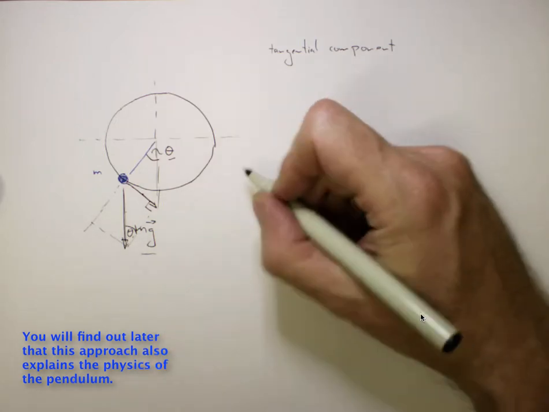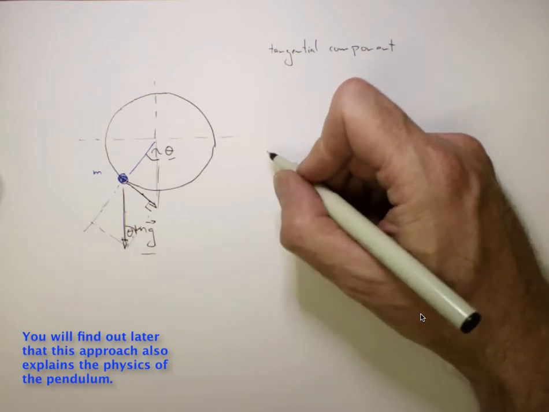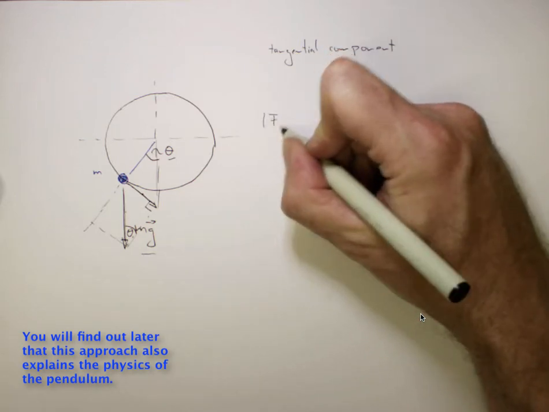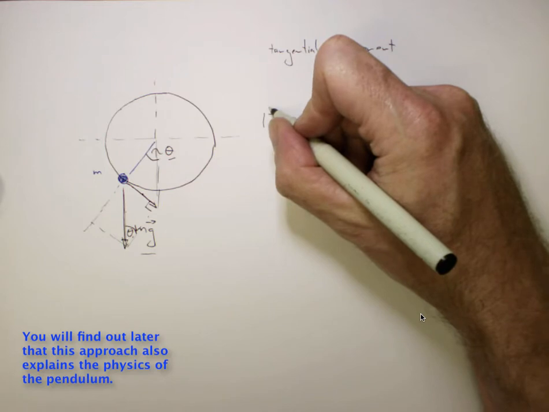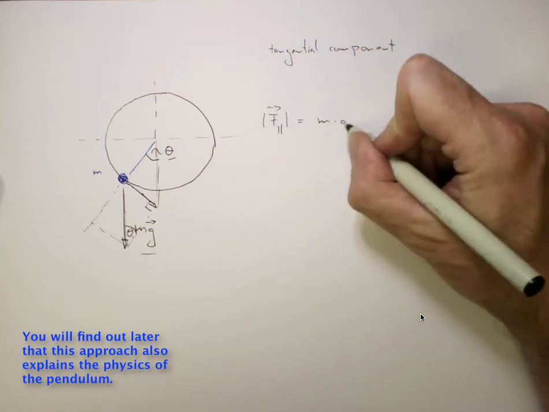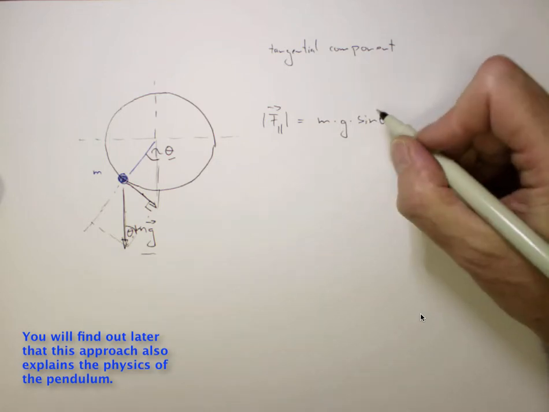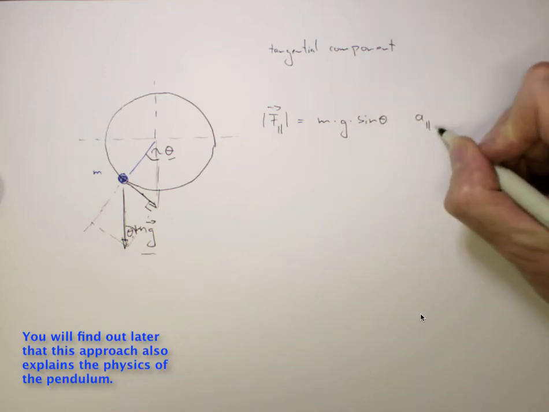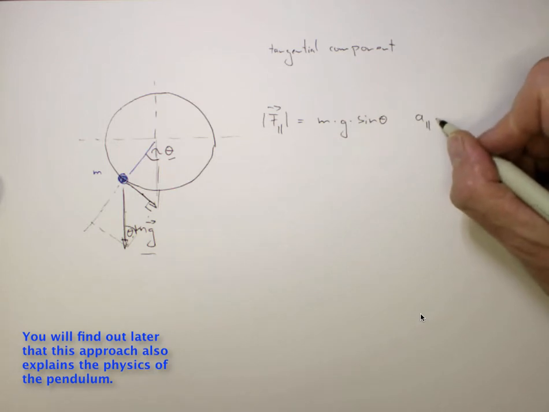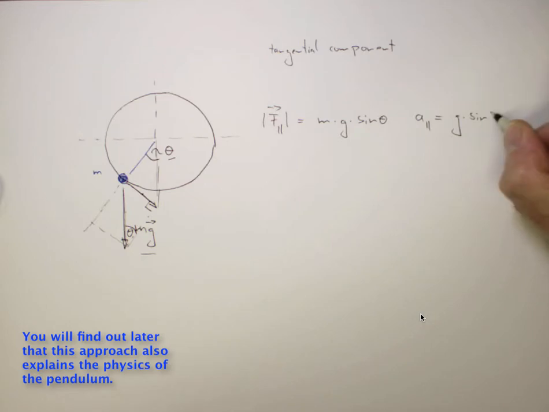So the tangential component of the force, which provides the acceleration, and we might denote this as F parallel, F tangential magnitude, is equal to m times g times sine theta. If we rearrange, we find that the tangential acceleration in magnitude is always equal to g times sine theta.